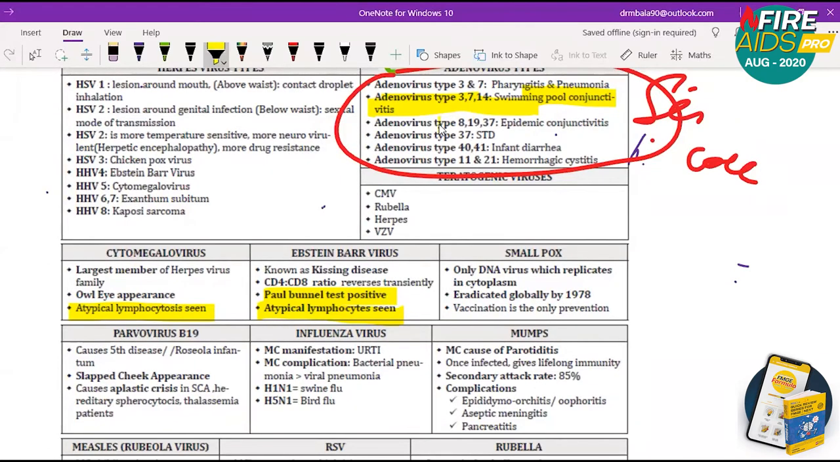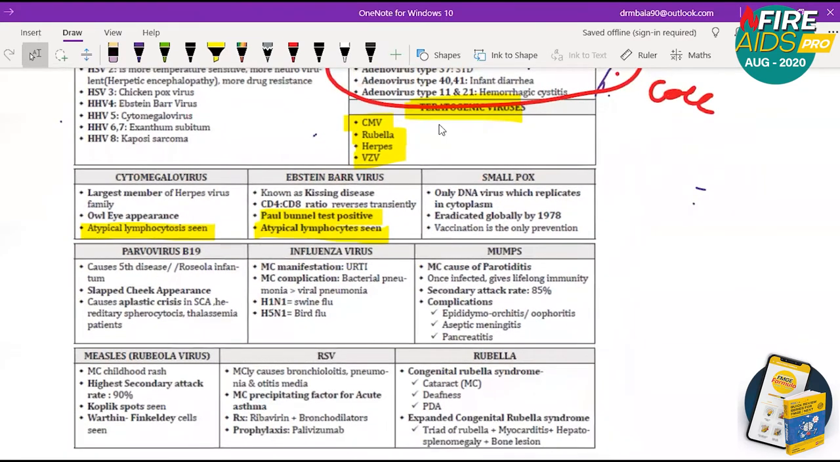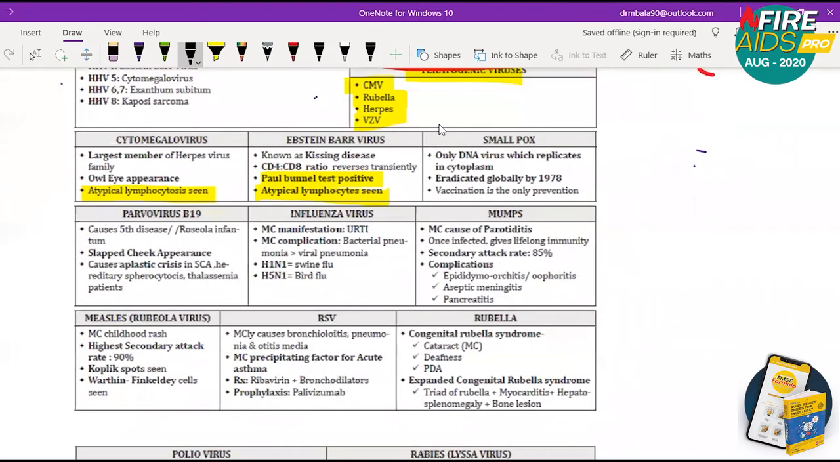That is important. Then we have something called teratogenic viruses, the viruses that can destroy the baby. They are CMV, rubella, herpes, and varicella zoster. Since we already read about CMV, we'll compare CMV with rubella. When you get a rubella question, you can easily note that there is a triad: cataract, deafness, and patent ductus arteriosus, PDA. So there's a heart problem, an ear problem, and an eye problem.